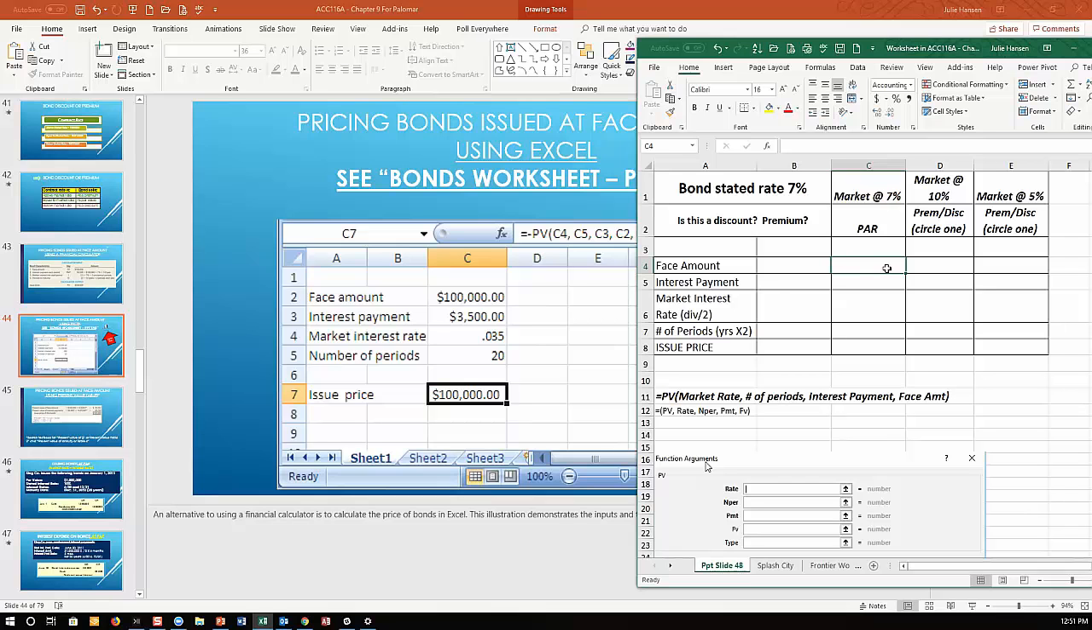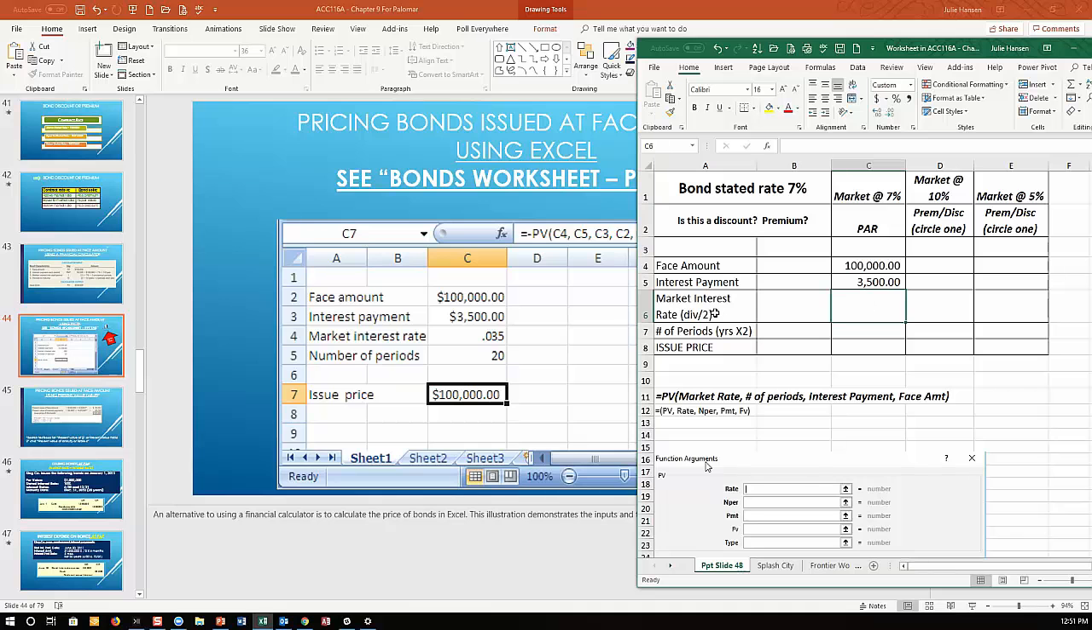So the par value, meaning the face value of my bond, is $100,000. So I'm going to type in $100,000. The interest payments are simply the face amount of the bond times the interest rate. In this case, it's 7%. You see the bond stated rate is 7. And then how often do I pay that? I pay that semi-annually, so I'm going to divide that by 2, and that's how I get my interest payment.